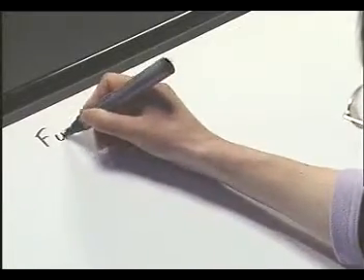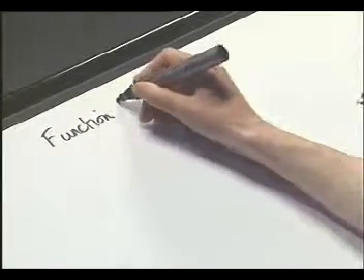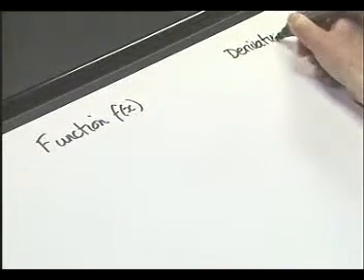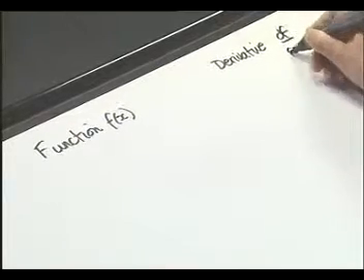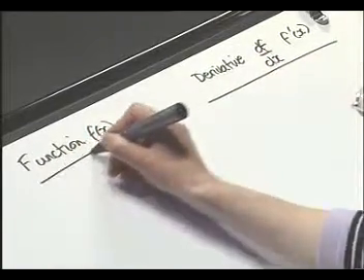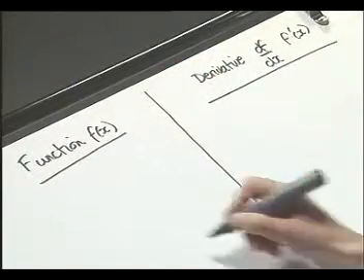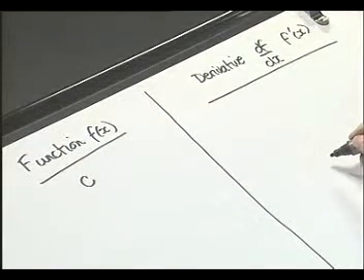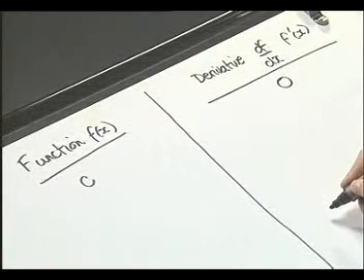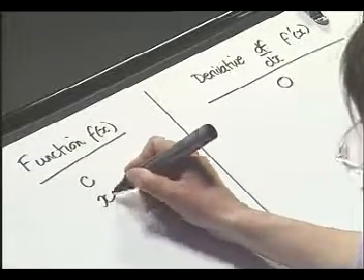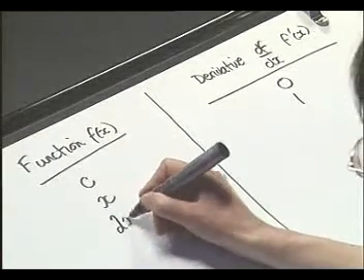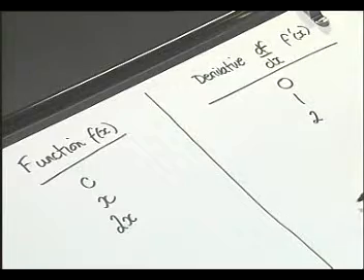So let's start with our function, f of x, and our derivative, which may be referred to as df by dx or f dashed of x. So let's start with c. Well, c is a constant, it's a straight line, and it's horizontal, so our gradient function is 0. X, the derivative of x, is 1. 2x, the derivative is 2.